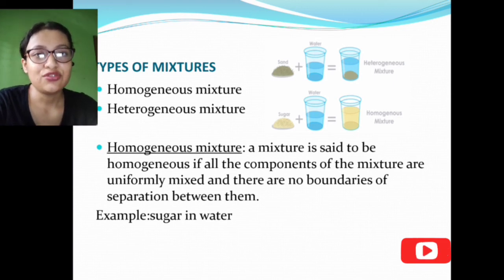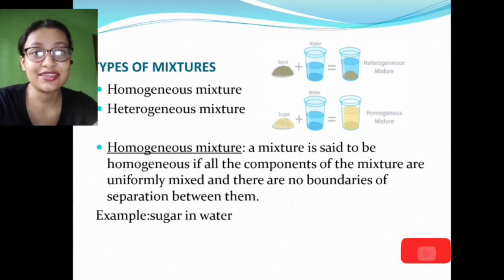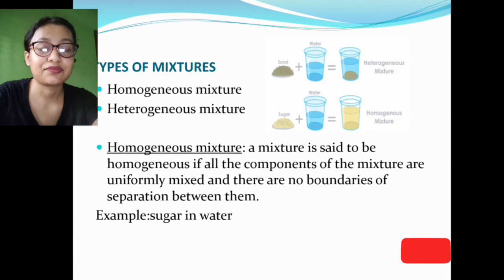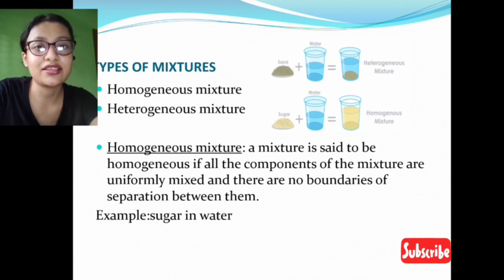In today's part we have discussed pure substances and also impure substances. Pure substances are categorized as elements and compounds, and elements are categorized into three parts: metals, non-metals and metalloids. Impure substances are categorized into two parts: homogeneous mixtures and heterogeneous mixtures. So before ending the video, I have a question for you all.